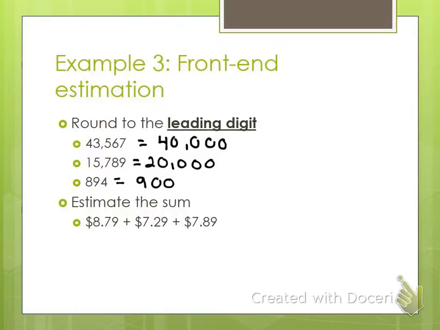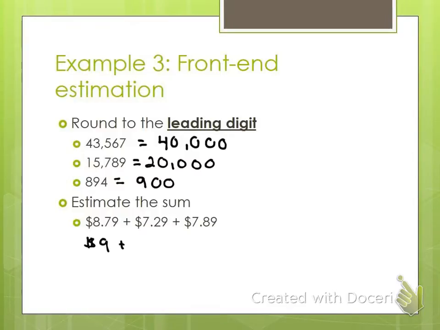So here's how it applies. On your homework, you're going to be asked to estimate the sum using front-end estimation. And here's what it means. Round each individual number to the leading digit and then add them together. Okay? So $8.79, if I round using leading digit, what is it going to be? What's it going to be, Deja?